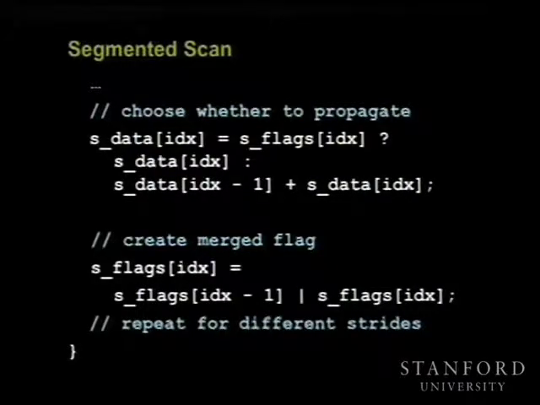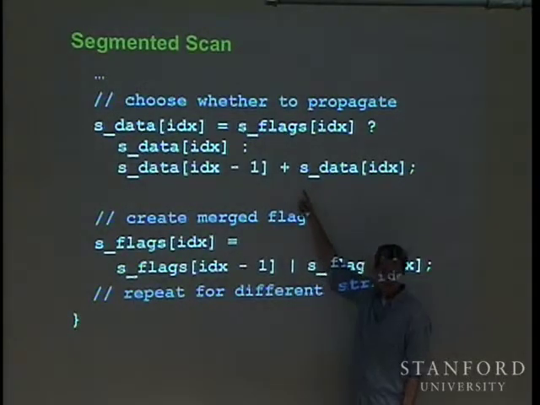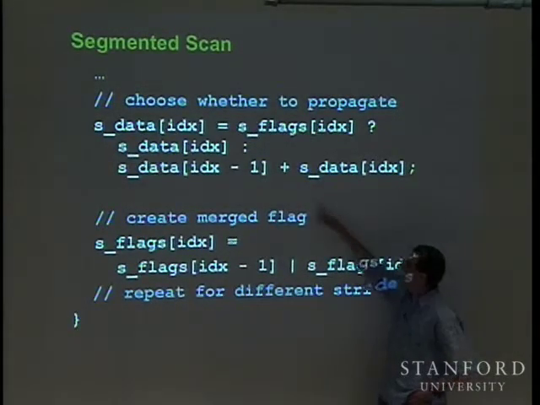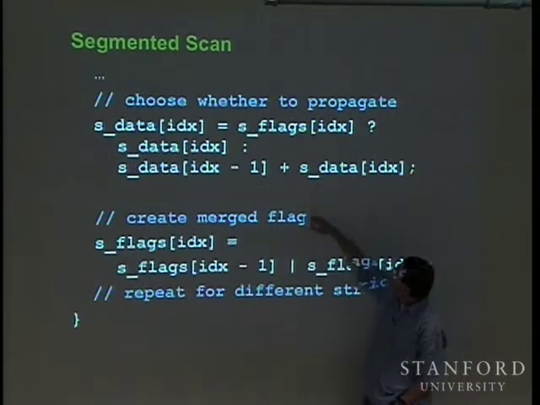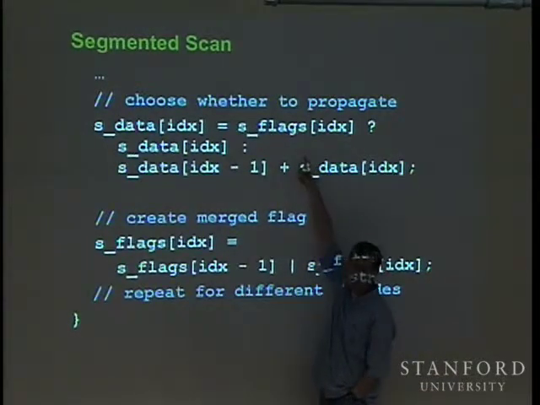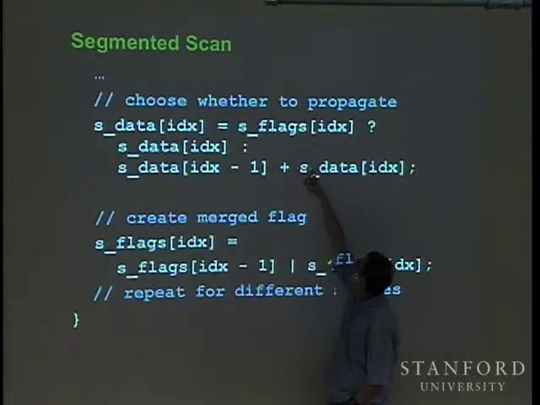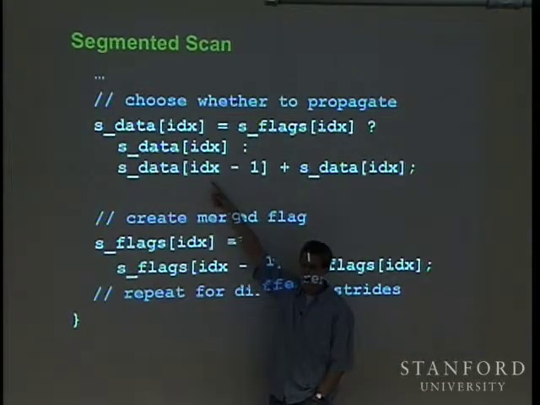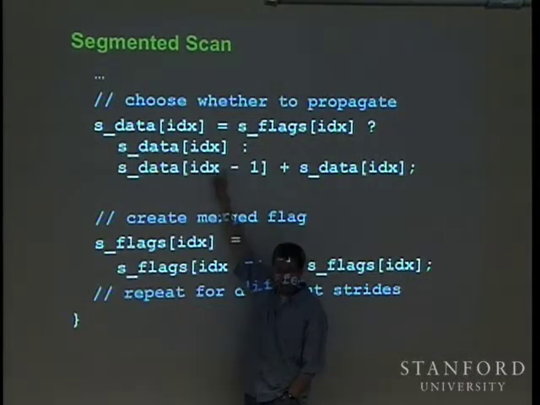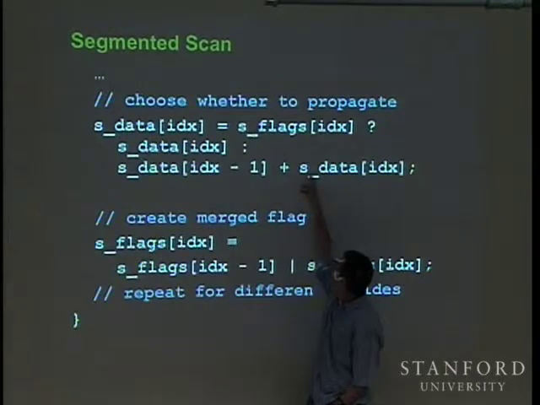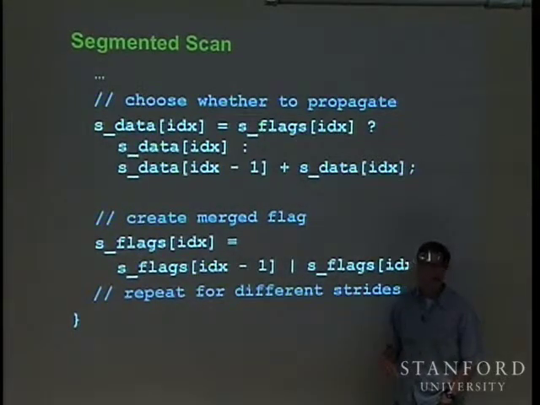I'm showing here just one iteration, the very first iteration. You'll notice this step here, right? That's the regular scan in the first iteration. You just go to your direct neighbor and you add it up and you store it back. But notice that the difference here is that if the flag array was 1 at that particular location, you just directly propagate, there's no add. So this is S data at IDX plus 0, obviously implied. And if you don't have that barrier, then you just do your normal scan operation.